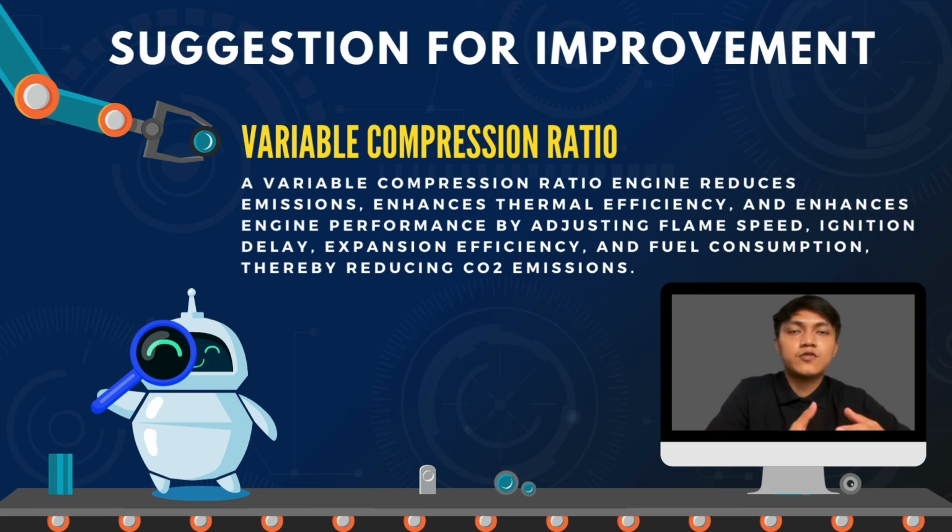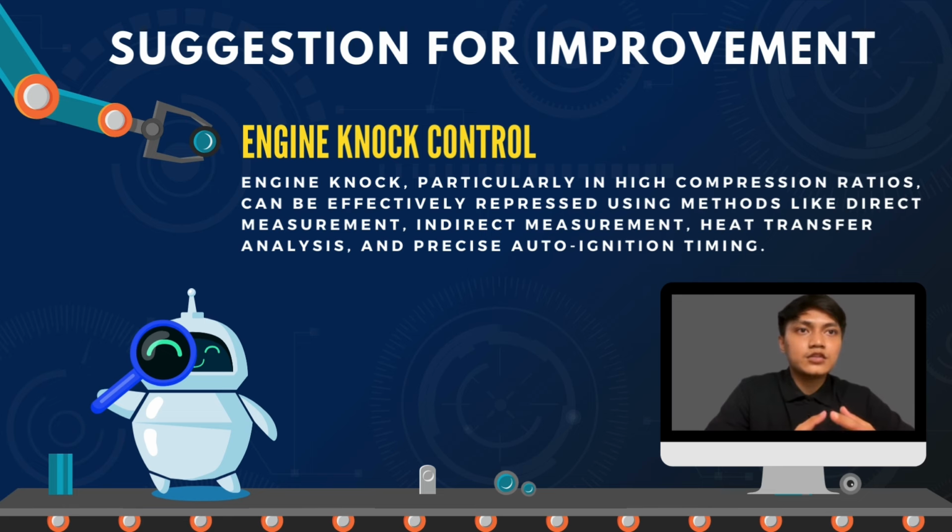The last is engine knock control. This concept can affect thermal efficiency and engine performance, especially when traditional spark ignition is used in high load regions. There are several methods to detect knock, which are direct measurement of in-cylinder parameters, indirect measurement, heat transfer analysis, and temperature analysis. This method efficiently represses knock, and rapid flame propagation can reduce end gas auto-ignition and provide precise auto-ignition timing, which can provide focused heat release.